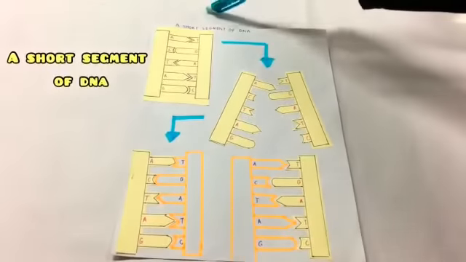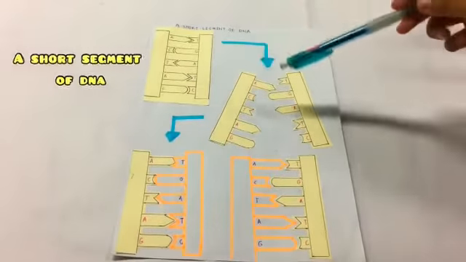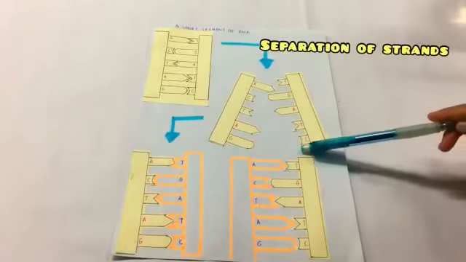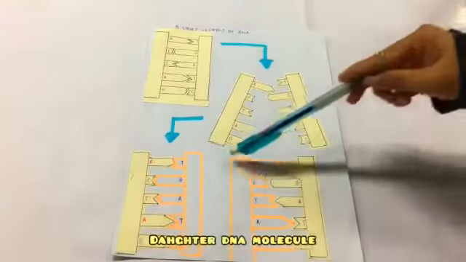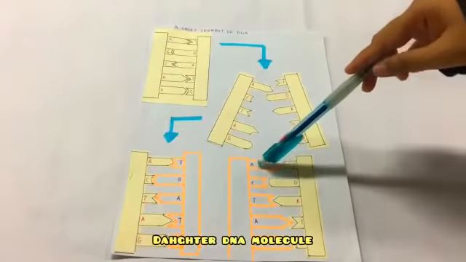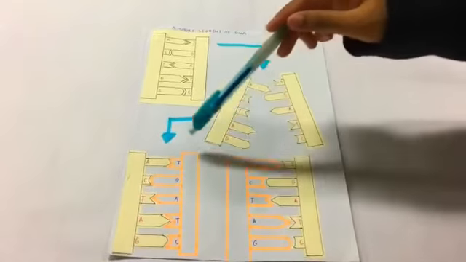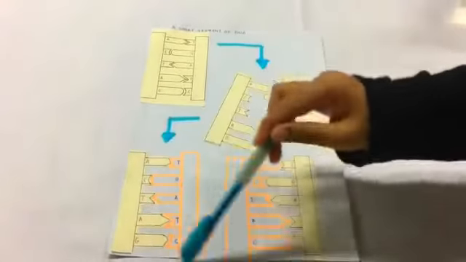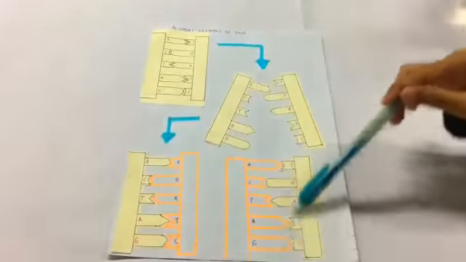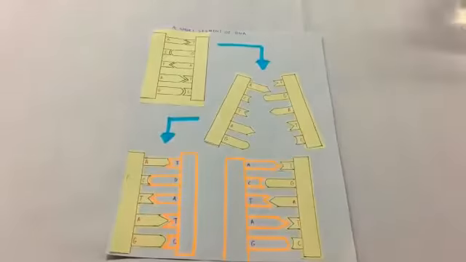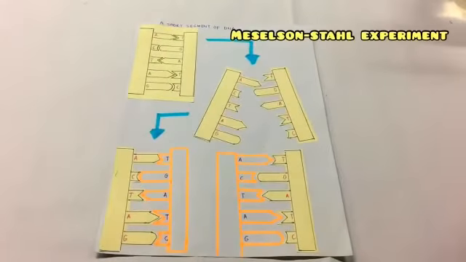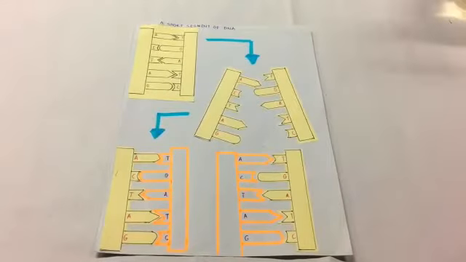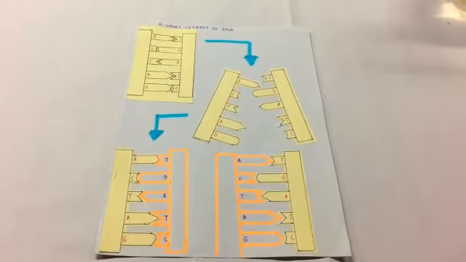This is a short segment of DNA. This is the parent molecule. This is the separation of strands. And this is the daughter DNA molecules, each consisting of one parental strand and one new strand. Meselson and Stahl experiment proved that DNA replicates in a semi-conservative manner.